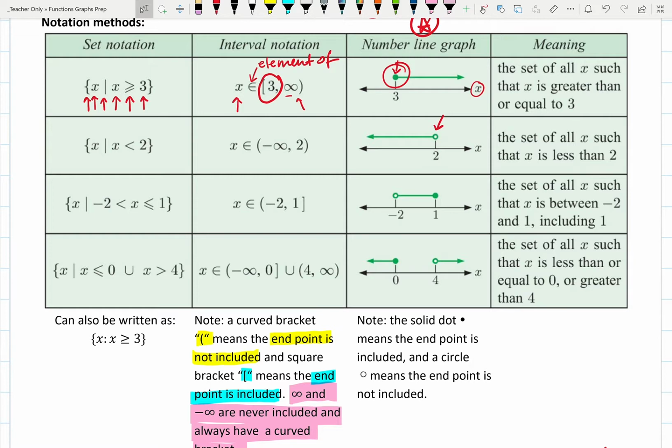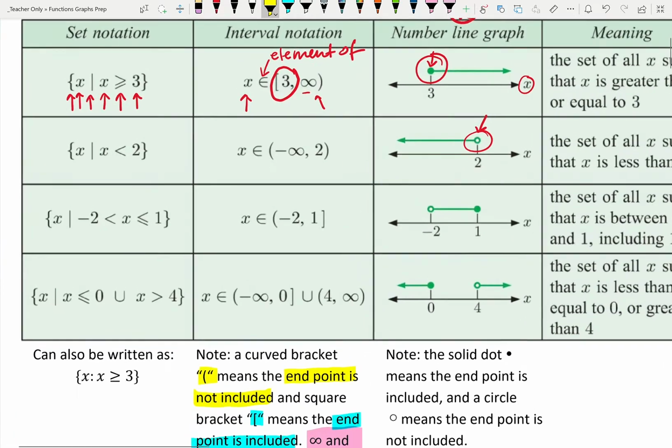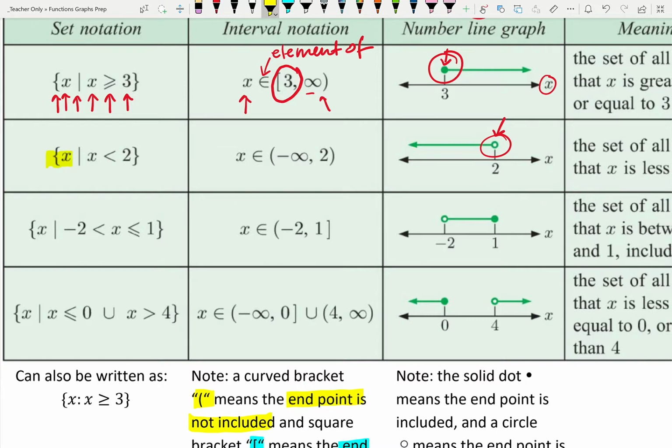I don't much mind. Having a look at the next examples, in this one we've got 2 is not included. It's shown by an open dot, and we're looking for values that are less than 2. So this one in set notation is the set of all x such that x is less than 2, and then close brackets. Or x is an element of the set from negative infinity to 2, and neither negative infinity nor 2 are included. So that's when we've got an open interval.